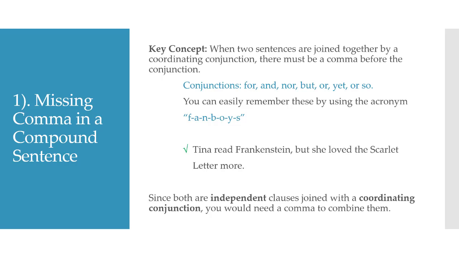For instance, Tina read Frankenstein, but she loved the Scarlet Letter more. Since both Tina read Frankenstein and she loved the Scarlet Letter more are independent clauses, which is a subject and a verb together, joined with a coordinating conjunction, you would need a comma to combine these two.